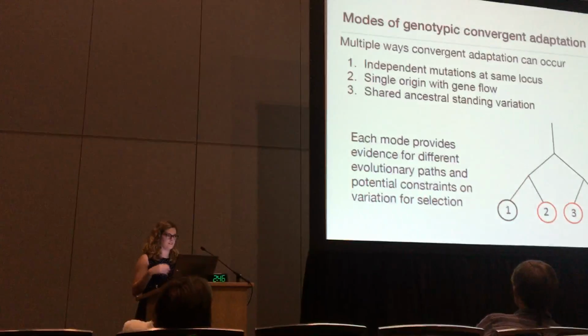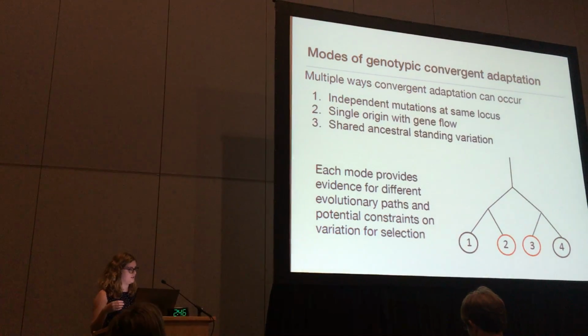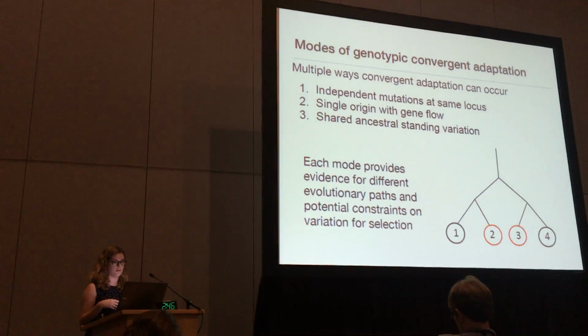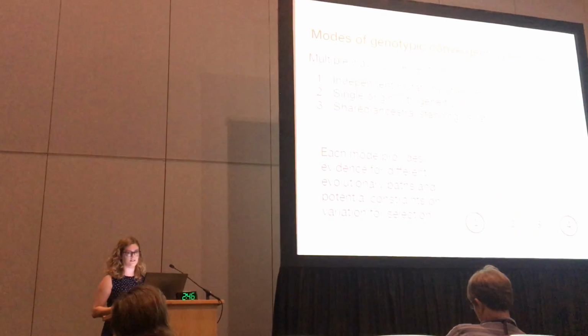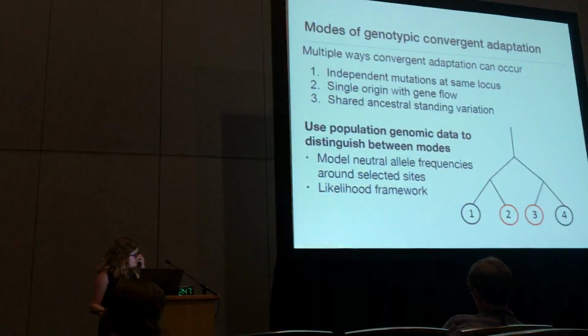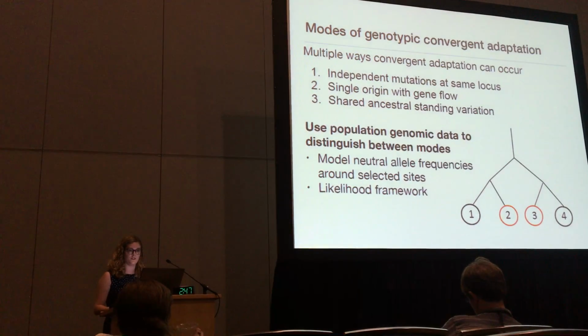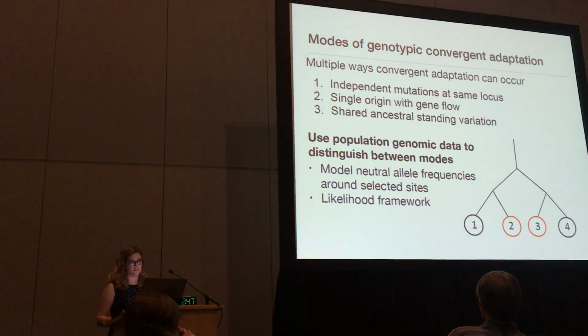Distinguishing between these modes gives us insight into larger questions in evolutionary biology, such as how adaptation is happening, whether it's occurring with standing variation or mutation, what's the role of gene flow, and other insights into these constraints. And if we look at this across populations, we can use population genetic tools to distinguish between these modes.